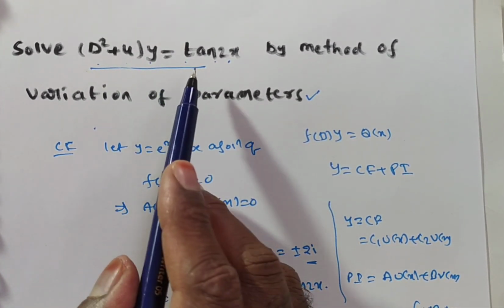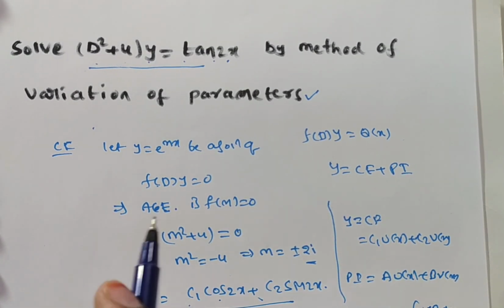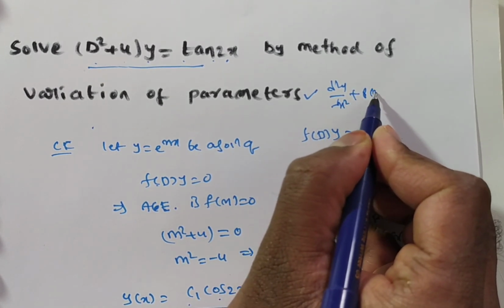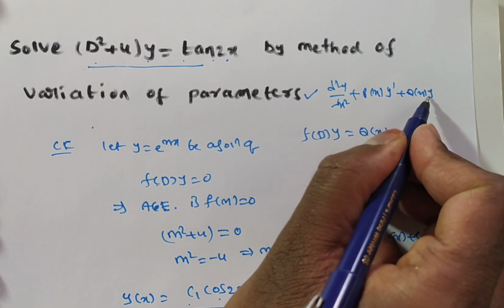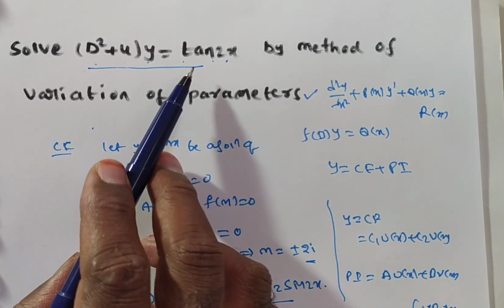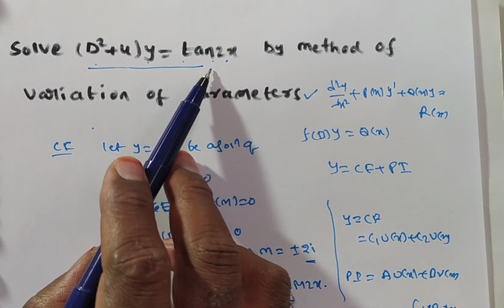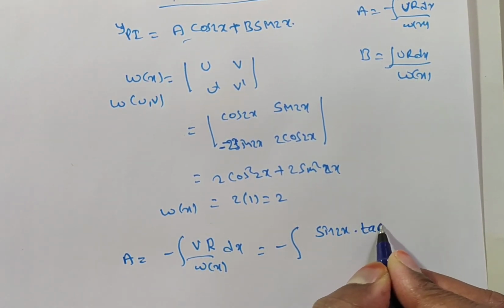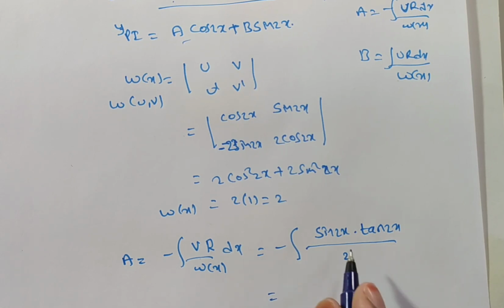I am considering the differential equation of order 2 in this form: d square y by dx square plus p of x into dy by dx plus q of x into y is equal to r of x. So the right side part of the second order differential equation is called r of x. So here r of x is tan 2x, into tan 2x divided by w of x. What is w of x? I have 2. Now we have to simplify this.